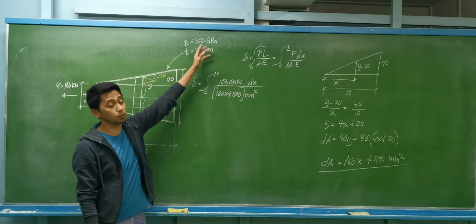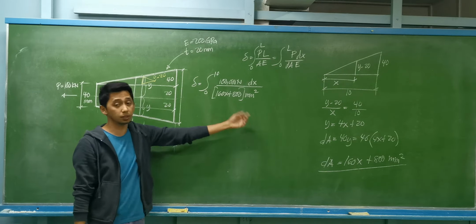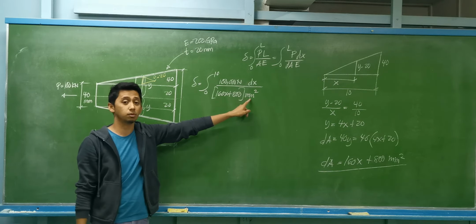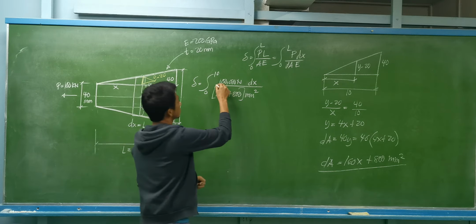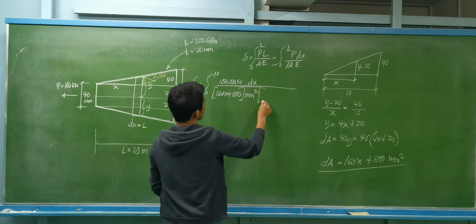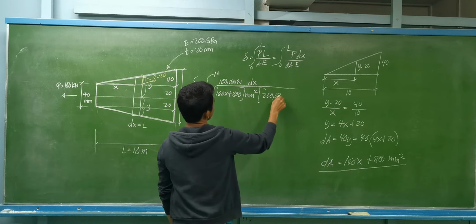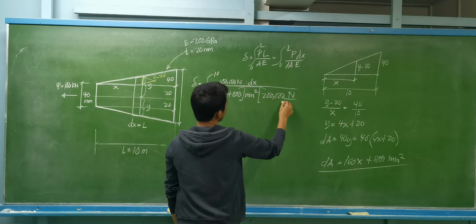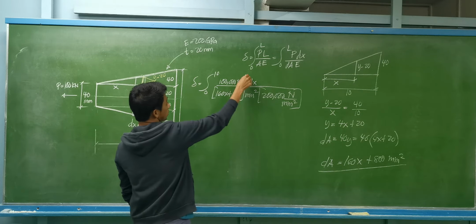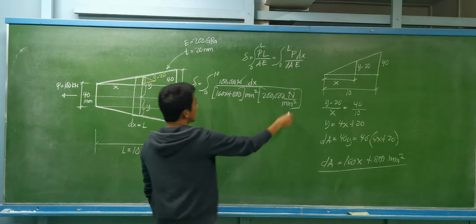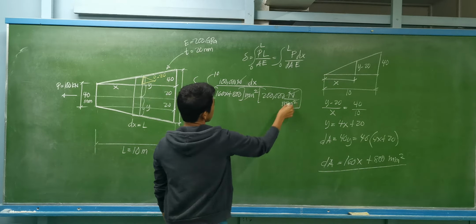Let us express the unit of 200 gigapascal in terms of newtons per square millimeter. So this is the megapascals. So megapascals, that is the same as 200,000 newtons per square millimeter. So if you are to do unit analysis, canceling newtons, canceling square mm.